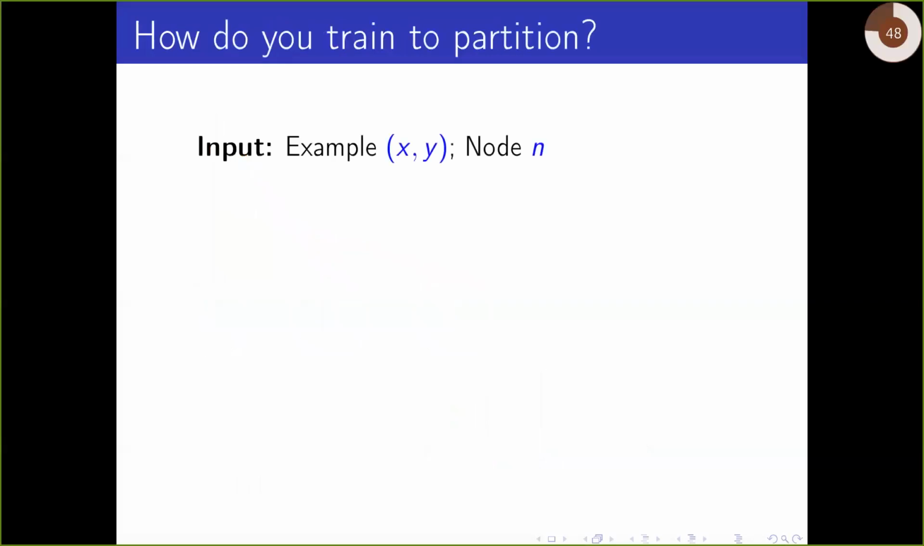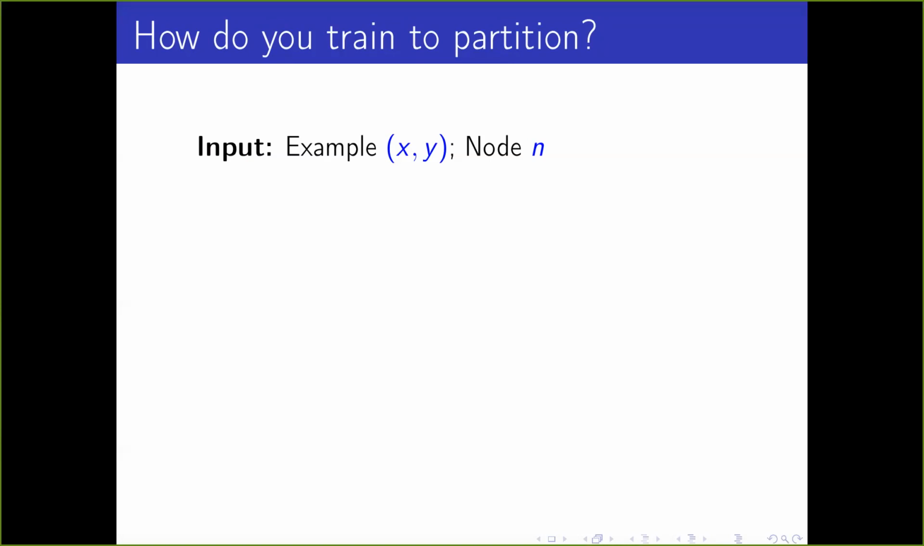Okay, so now the question is, how do you actually train to partition? I'm going to go through an approach to doing this. And the critical thing is, how do you actually train an individual node? Then we're going to have a tree, and we're going to apply the same rule at all the different nodes, and then something will happen, right? But the critical bit of the algorithm is, how do you actually do the training at an individual node?